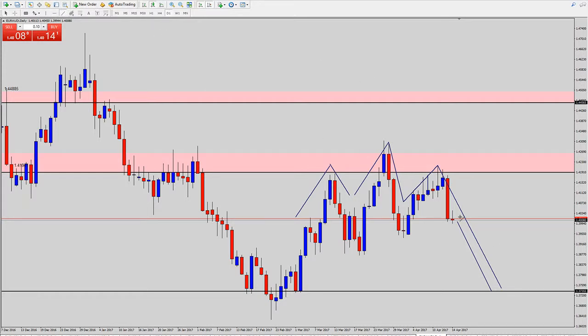If we do get a nice pullback into the area again, probably up to this high, if the market actually does come back up to test, what we're really looking for is a push all the way down to that low again, or potentially lower to that 137.